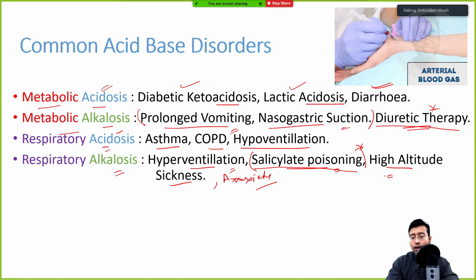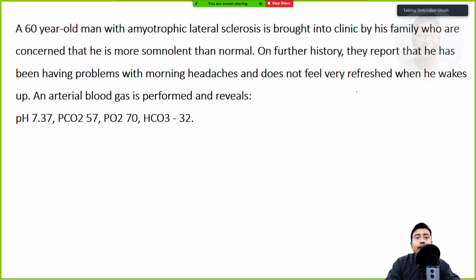Now that we know all these common acid base disorders, what is the point in knowing all this? We need to solve acid base problems, and we can do that from the data. But if you have these disorders in mind, you can start thinking of an acid base disorder right from the history, even before looking at the data, just as I taught you. So let us look into this.